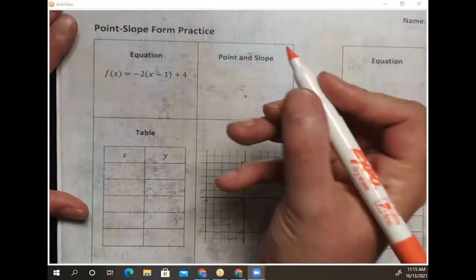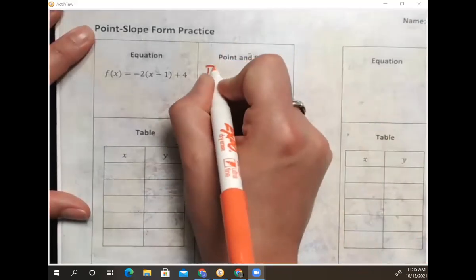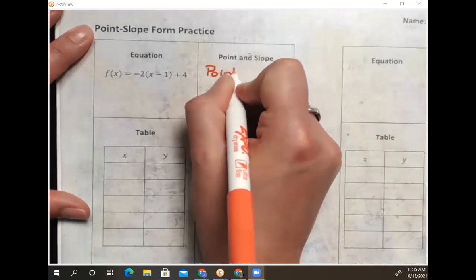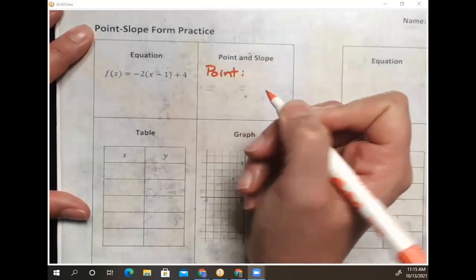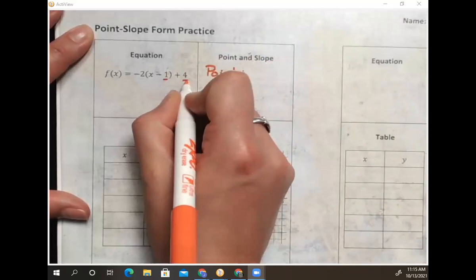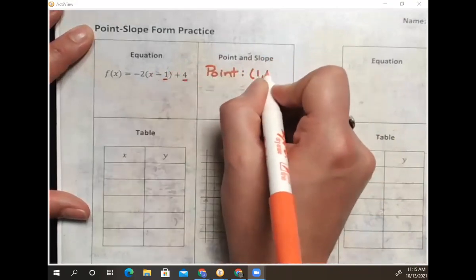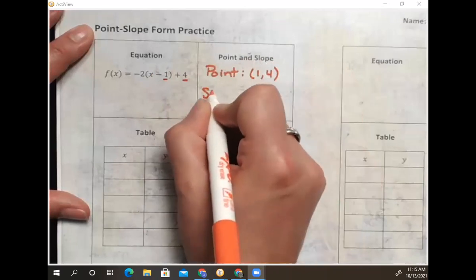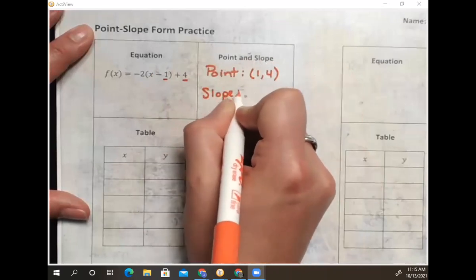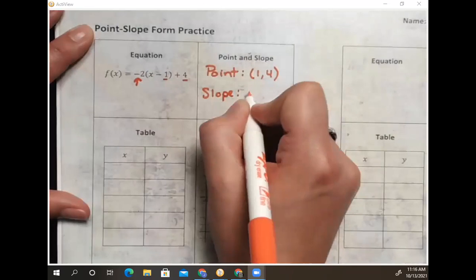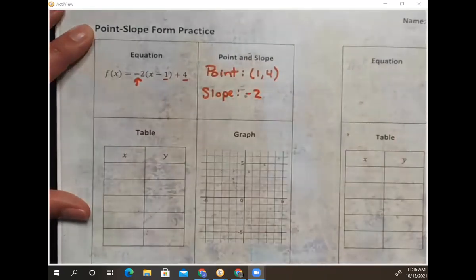Okay, so what point do I get from this equation? 1, 4. Yeah, it comes from here and here. Remember, opposite sign on that x value. 1, 4. And then what's our slope? -2. Very good. Slope is right in front, -2. Since I have a point and a slope, I can create a graph for this.